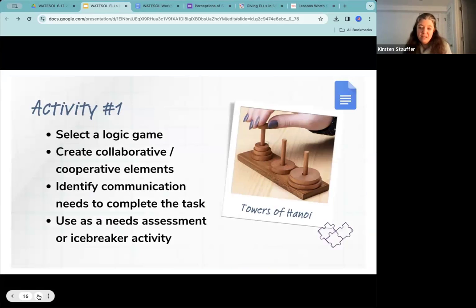So it was a communicating about math course. Starting on the first day, I selected the Towers of Hanoi, and we'll actually get to practice this. It was to create a collaborative and cooperative activity to just get them talking in class, but also to help identify some of the needs that they had to complete the task.